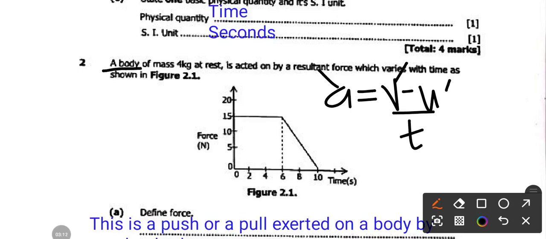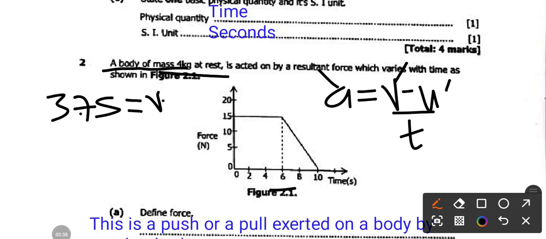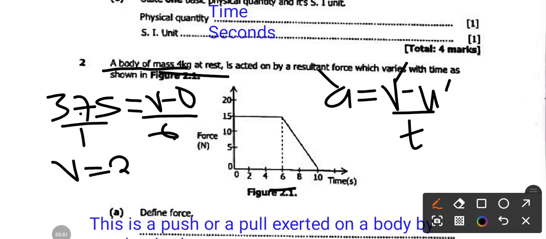From the information given by the question, we are told that a body of mass 4 kg at rest. At rest here means that the initial velocity of the body was 0. Okay, then the time we are told in the first 6 seconds. So if we substitute with the given information, we will have that the acceleration is 3.75 equals v minus 0 over time, it is 6 seconds. If we multiply 6 times 3.75, I'm getting v to be 22.5 meters per second.